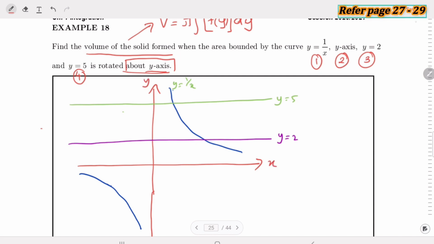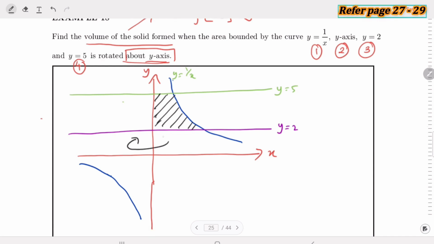Now we look at where the region would be located. It must be bounded by all the colors: blue, green, purple, and the red one, which is here. This is the shaded region. This shaded region will be rotated about the y-axis, not at the other place, so it will be rotated here. Just imagine how the volume will be formed.